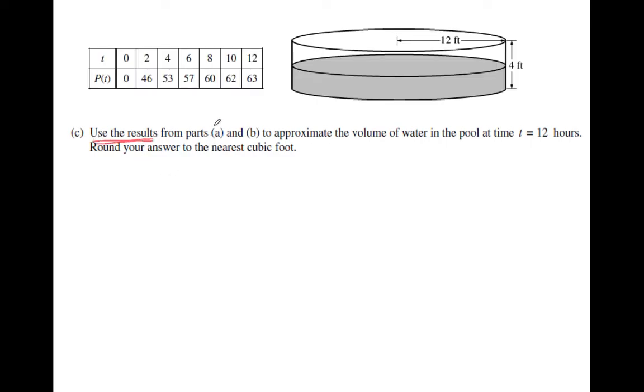R of t was already defined for me, so I can go straight to my calculator this time, and my limits of integration are 0 to 12. I am just going to math 9 this one. I couldn't do that before, right? Even though I had a calculator, they were asking me to approximate because I didn't have a function up here.